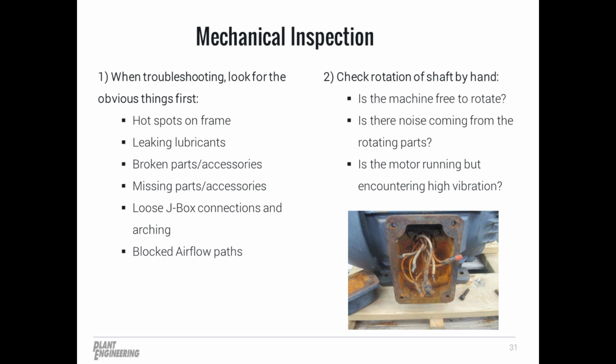Once the basic visual inspection has been performed, move on to check for rotation of the shaft by hand. Is the machine free to rotate? If you cannot rotate the motor shaft when coupled to the driven machine, uncouple the motor and check for free rotation of the motor shaft, and just listen for any noise coming from the rotating parts.